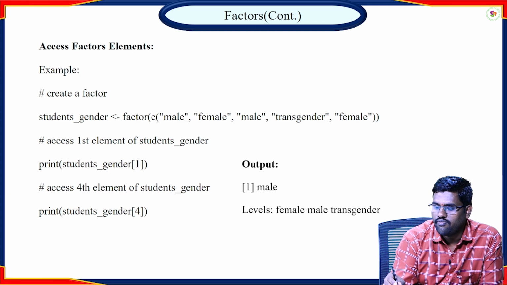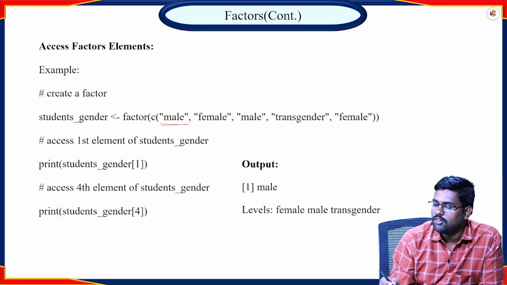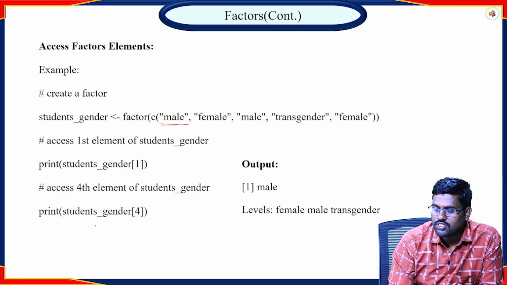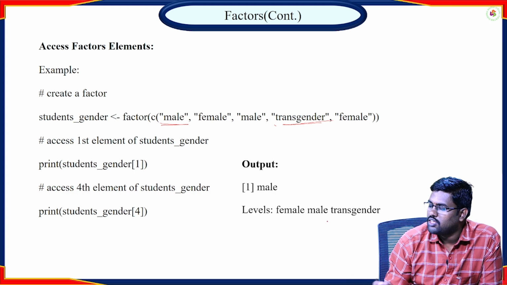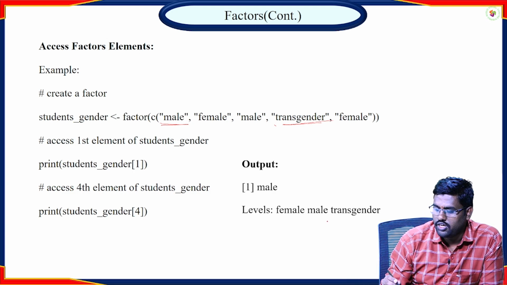So student gender of 1 means male will be displayed. Next, the levels: female, male, transgender. Now next I am calling student gender of 4. So student gender of 4 is what? Transgender. So the next output is transgender, levels female, male and transgender. So like this the output will be generated.